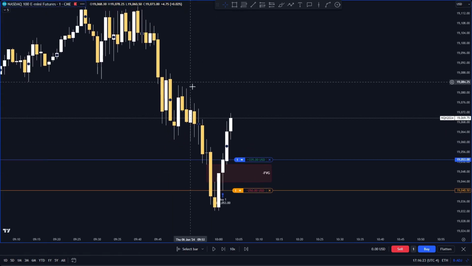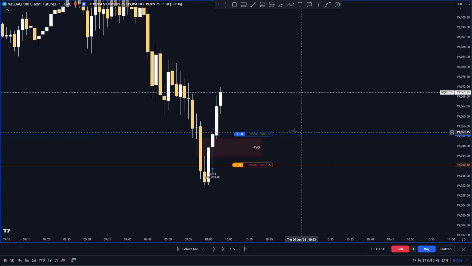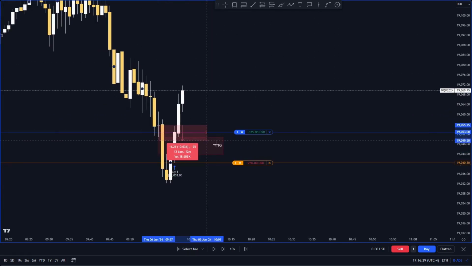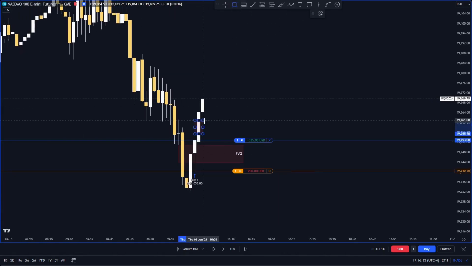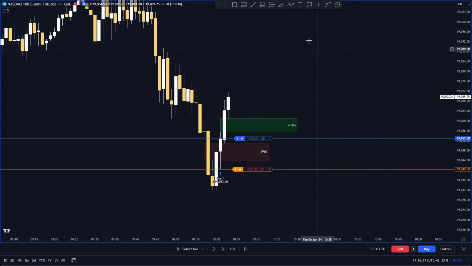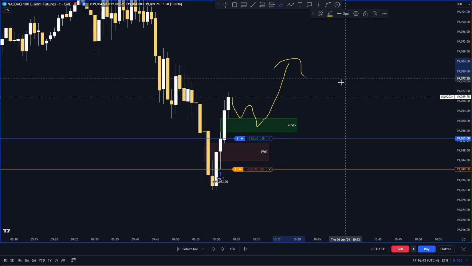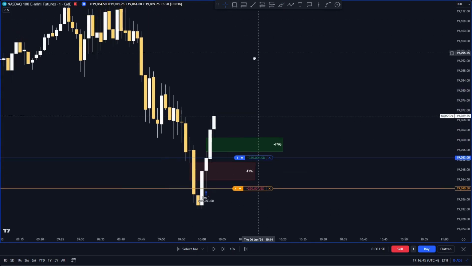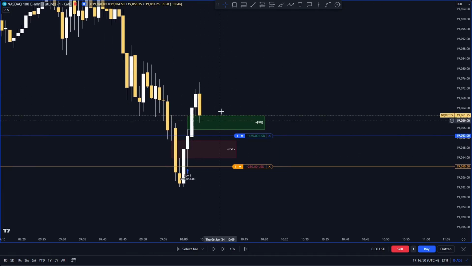And boom, right here. This is the second entry that I was talking about earlier. Let's say you don't quite take this first entry because you weren't confident. This is your bullish fair value gap, and what I would want to see is a retrace back into this level and continue higher. Something like this. So let's see what happens right here. Okay, so there's my tap.